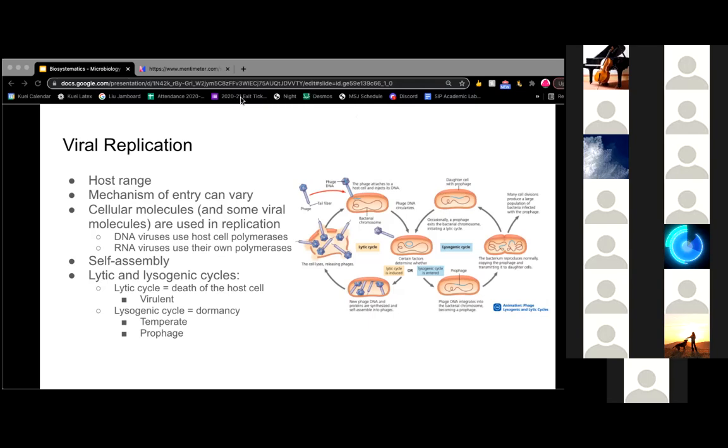Right here on the right, you can see a diagram that shows both the lytic and lysogenic cycles. You can see that in the lytic cycle, the virus just replicates inside the cell, then bursts out, killing the cell. Versus in the lysogenic cycle, it stays as a prophage and then replicates into many other cells, and then eventually it can transition back into the lytic cycle, and then burst and kill the cells.